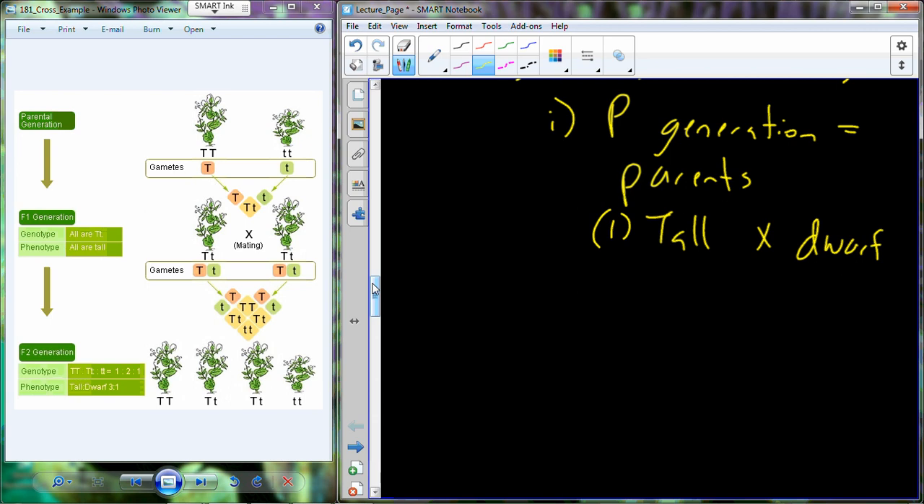And by the way, he would do two experiments for each of these traits. He would emasculate the tall plant and then fertilize with the dwarf. And then the second experiment, he would emasculate the dwarf plant and then fertilize with the tall. Okay? And he would observe what happened in both situations, and all of the time he had basically the exact same results, regardless of how he had done the mechanical fertilization and emasculation. So a tall times a dwarf, we end up with the F1 generation.